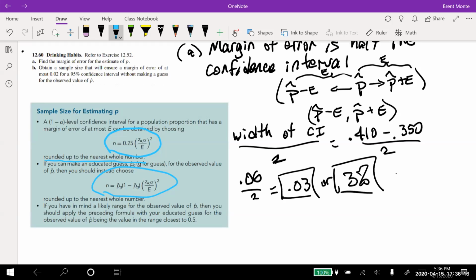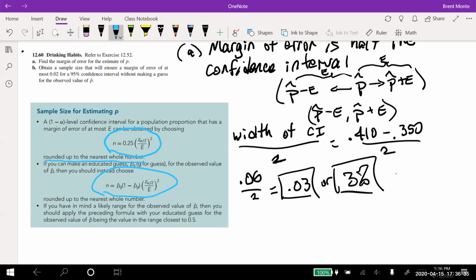If you don't have a guess, you have to put in 0.5 for each of those, and 0.5 times 0.5 is the 0.25, which was the first formula. That maximizes the sample size. That gives you the biggest sample size to be able to do this. So if you have an educated guess, it will reduce your size.